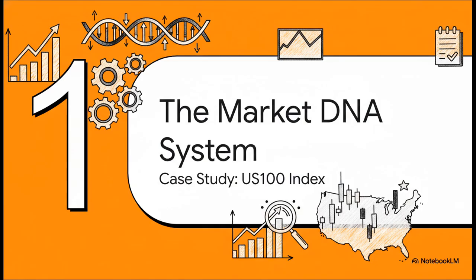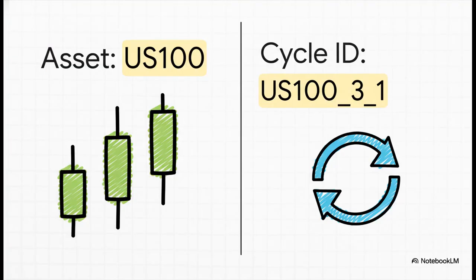Okay, let's start digging into the specifics. The documentation uses a case study to show us how the system operates. And our focus is going to be on the US100 index, which, as you know, tracks the NASDAQ 100. Here are the specific identifiers for the case study we're following. The asset is, of course, the US100. And the particular cycle we are documenting has an ID of US100_3_1. These labels are going to be pretty important for keeping track of the whole process.